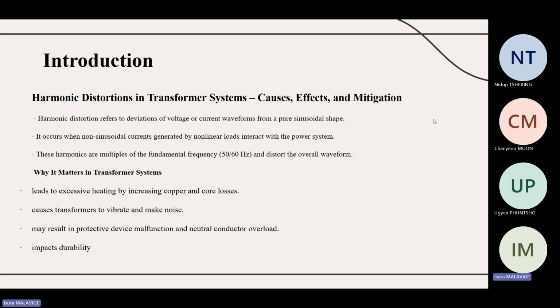So let's see why harmonic distortion matters in transformer systems. What are the problems in transformer systems? It leads to excessive heating by increasing the copper and core losses. In the same way, it causes vibrations and noise. In the same way, it impacts the durability of the transformers also.